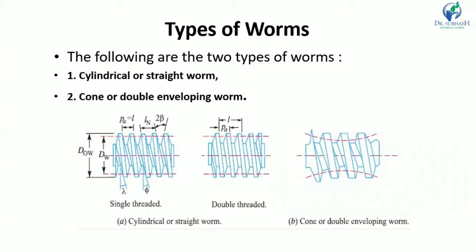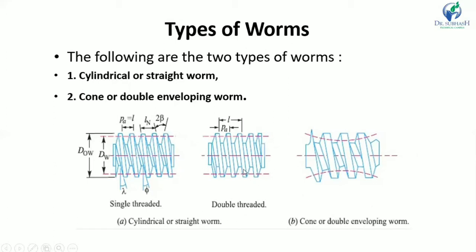Now, the types of worms. Generally worms are of two types. One is the cylindrical or straight worm. Here you can see figure A is the cylindrical or straight worm, in which this one is single threaded and this is double threaded. And another one is the cone or double enveloping worm.